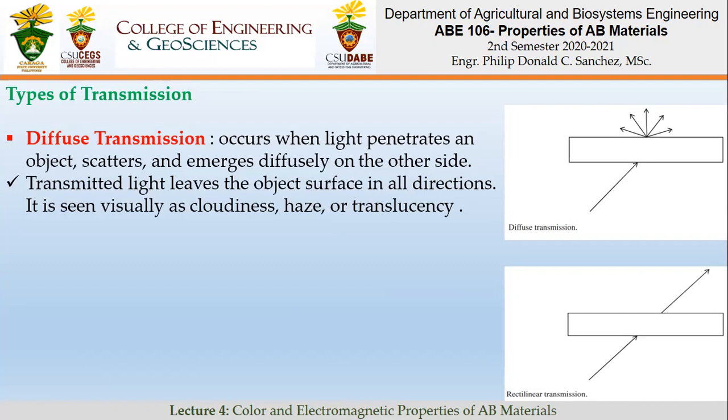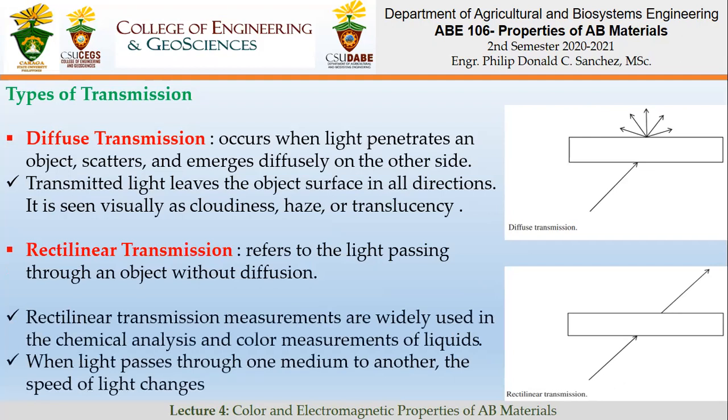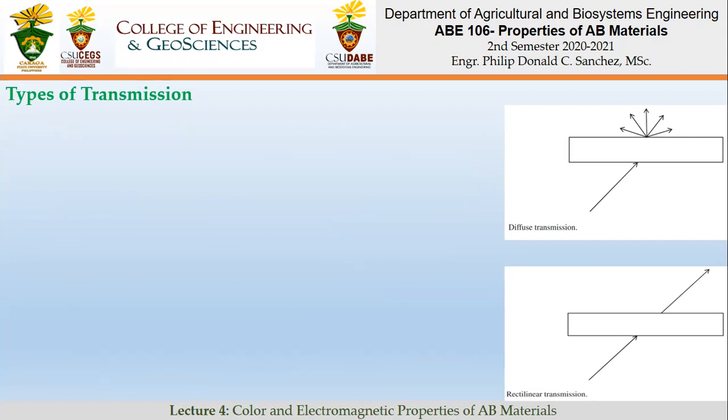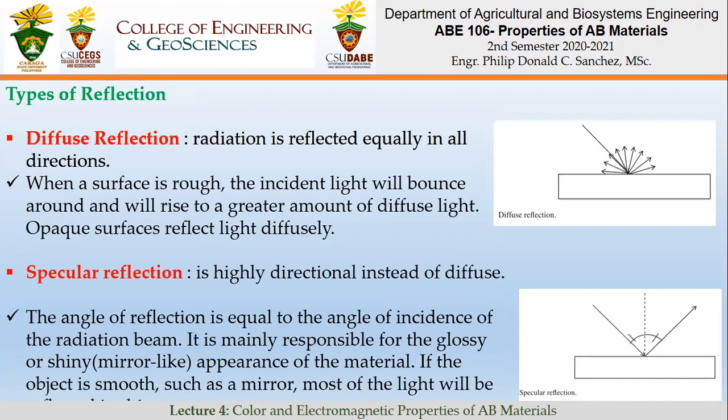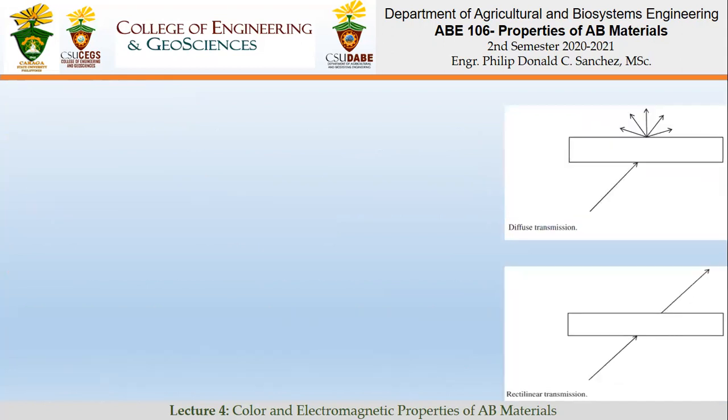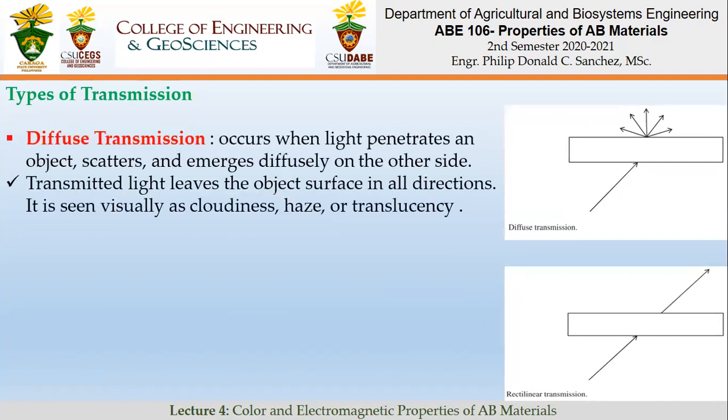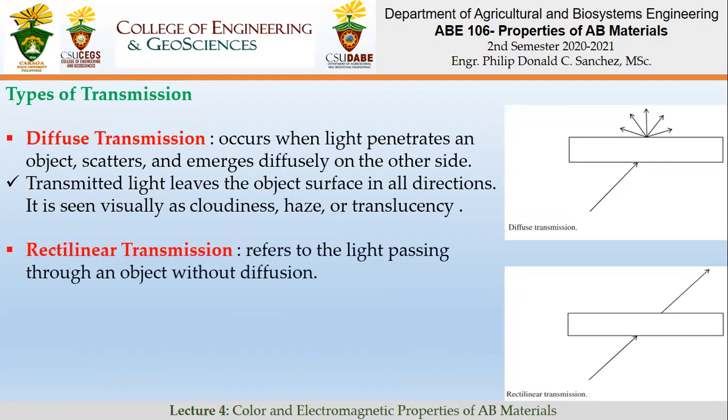For transmission, we have two types: diffuse and rectilinear. Diffuse transmission is similar to reflection, wherein we can see the bouncing interaction of light. However, rectilinear transmission is like concentrated light passing through a medium or through an object without reflection. No bouncing, it will pass through an object. For example, from the bottom to the top.